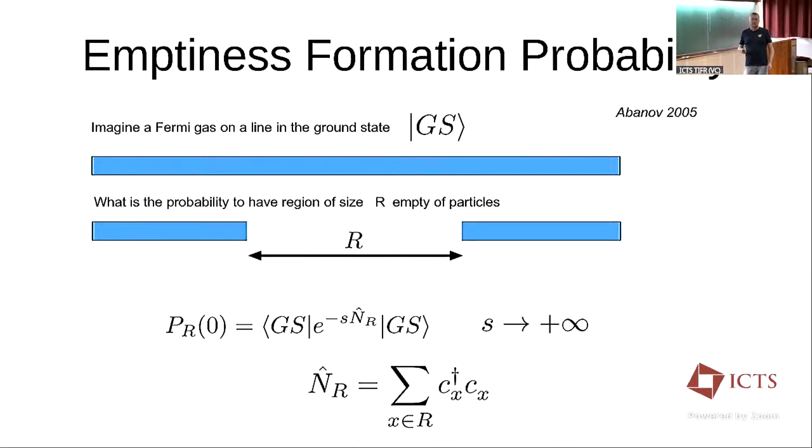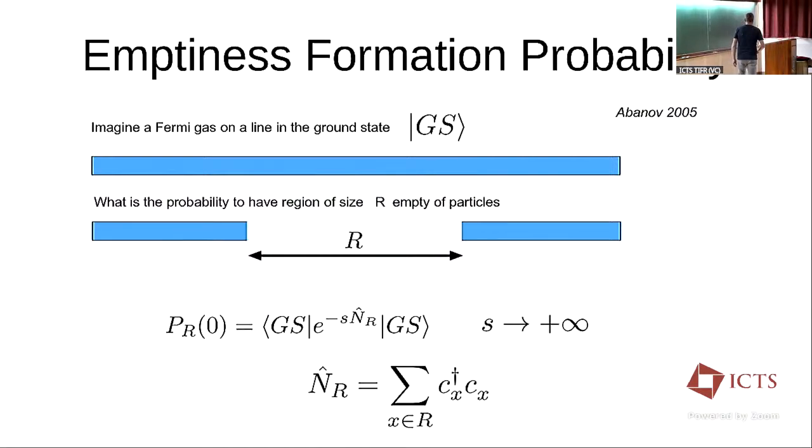And there is a nice mathematical way I can map this problem onto the problem of calculating such an expectation value, namely the probability of having this region, called emptiness probability, can be obtained by taking the operator e to the minus s times the operator which counts all the particles on this interval, and taking the parameter s to infinity.